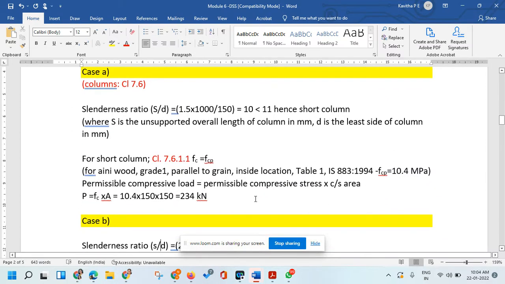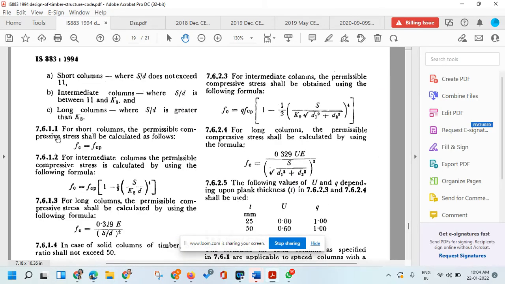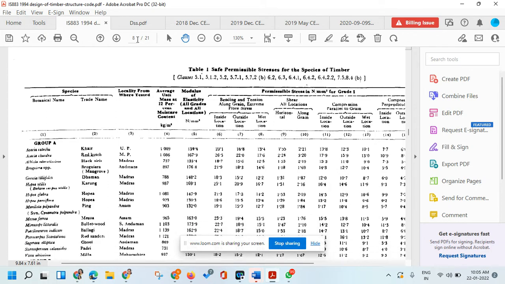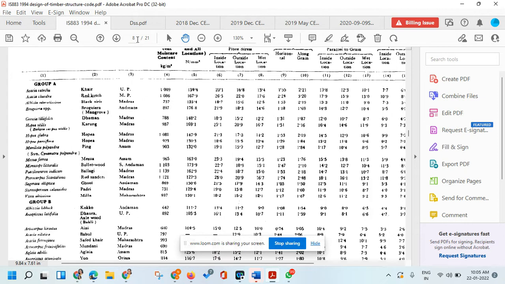And for the short column, as per the IS code provision 7.6.1.1, FC is FCP. FCP is the compressive stress value given in the properties of the wood that is used, and all those properties are listed in table 1 of 883. We can just move to table 1. Here you can see the table 1 extends over a few pages. Here you have to find out any wood.